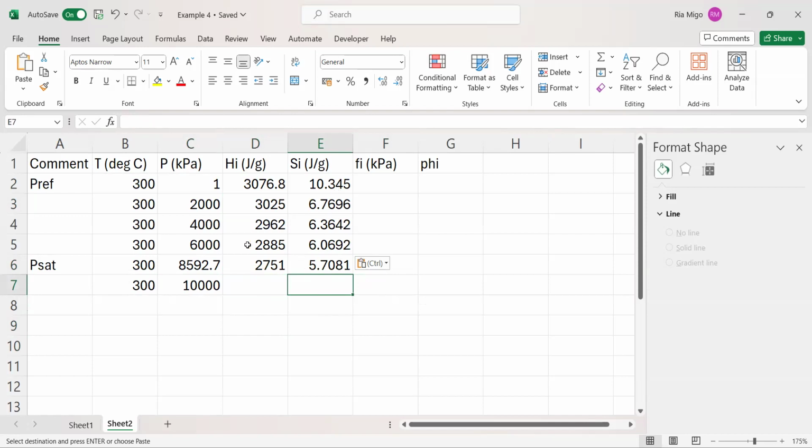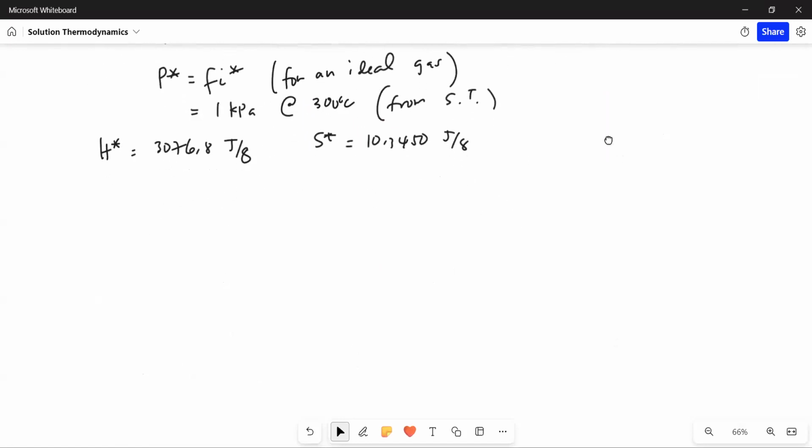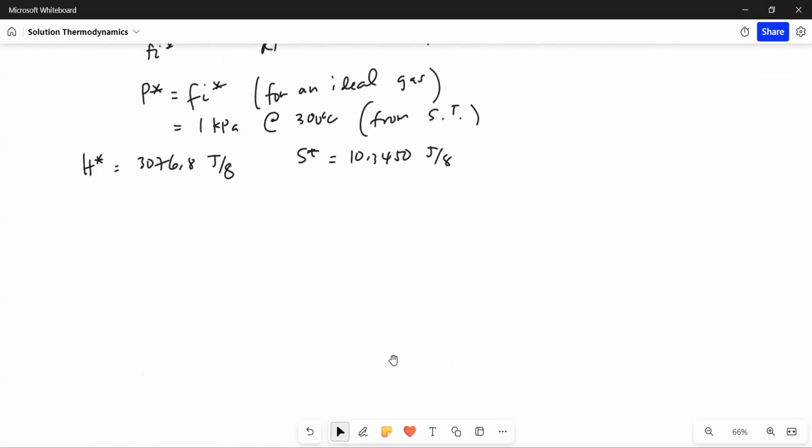Now let's calculate the fugacity using a sample given pressure. Let's say we want to calculate the fugacity at the pressure 4,000. Okay, let's do that. Using this equation, let's substitute the values.